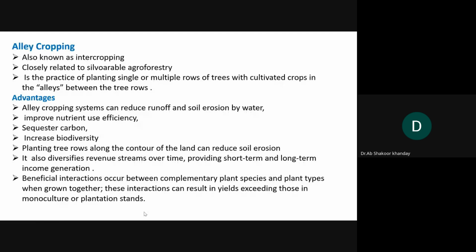How can they reduce the soil runoff and soil erosion by water? Because especially where there is more gradient, the slope is higher. So when we go for the adoption of alley cropping, the tree rows act as barriers to the free flow of water, as a result of which the speed with which the water moves down the slope gets decreased. And when the speed of the water gets decreased, its cutting capacity, its carrying capacity gets decreased. And when its cutting capacity or carrying capacity gets decreased, definitely its potential to cause soil erosion, sheet erosion especially in the first place, gets decreased.